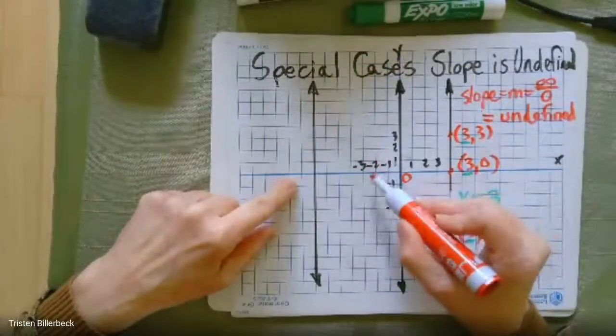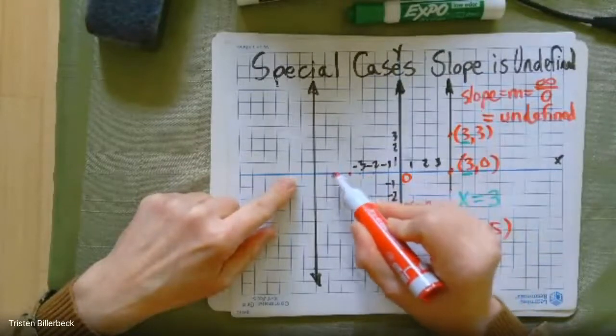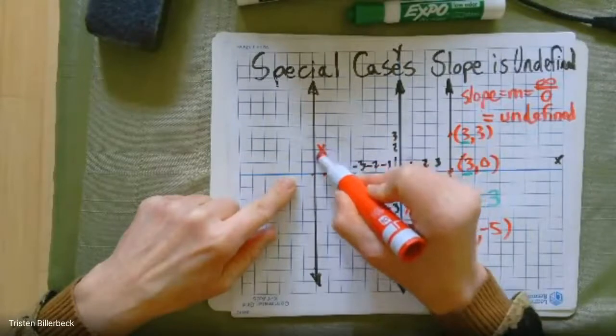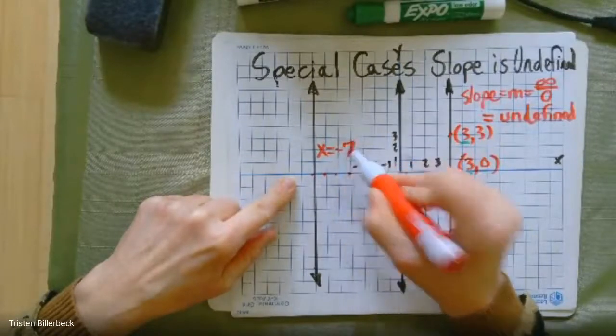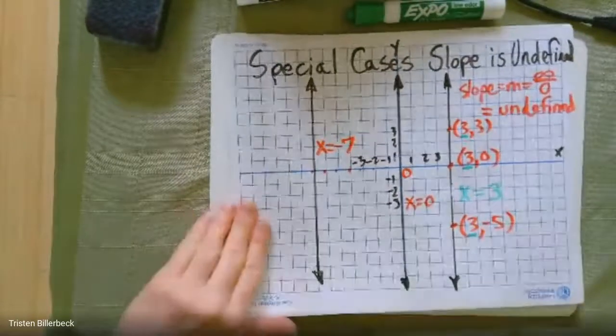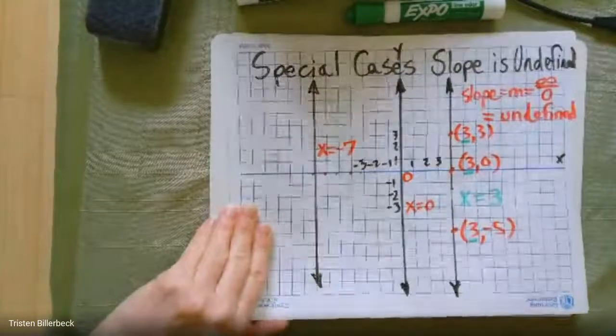Okay, here we look at it. We have -1, -2, -3, -4, -5, -6, -7. So this is x equals -7. So that's the equation for that line. All right, our last thing to do for this lesson.